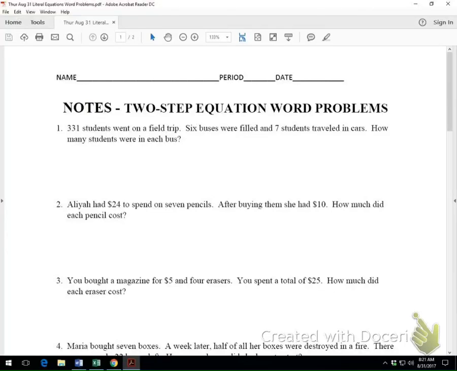Alright, so we got a lot of word problems, okay? I know how much you love word problems because you like to read, okay? So you have to think carefully in these word problems.